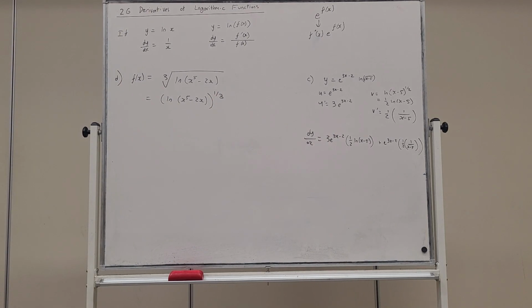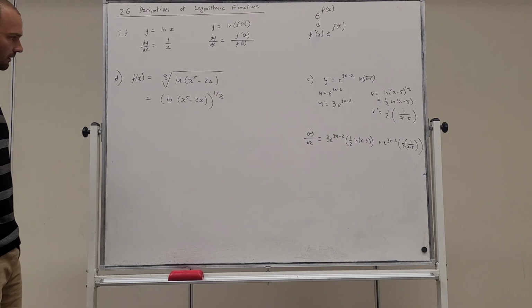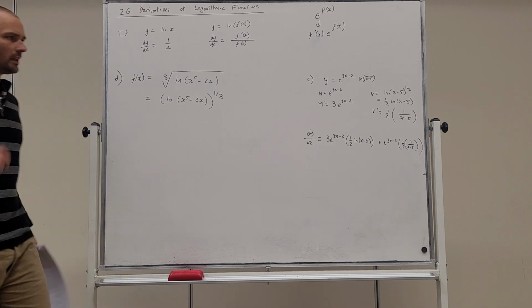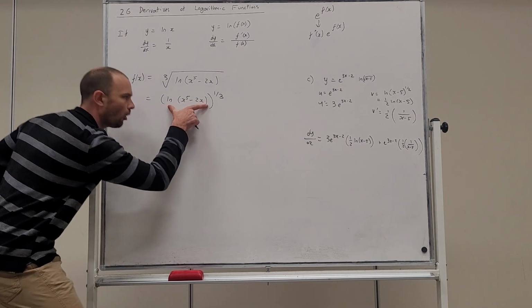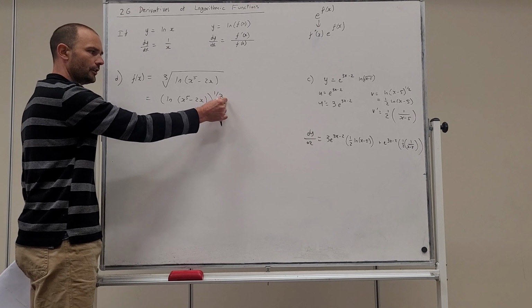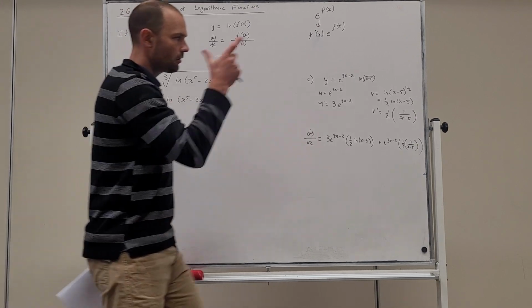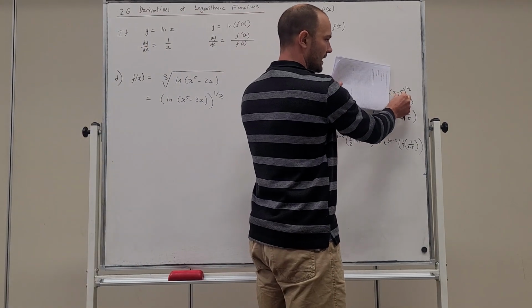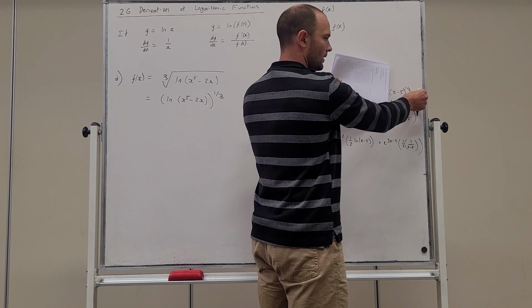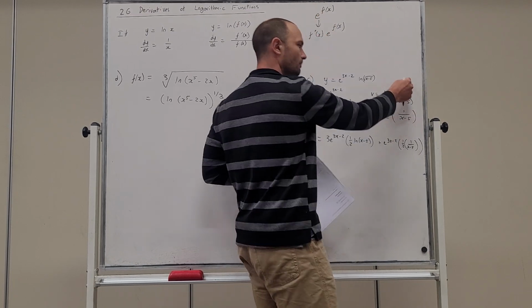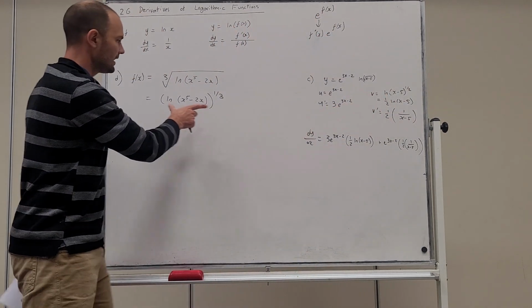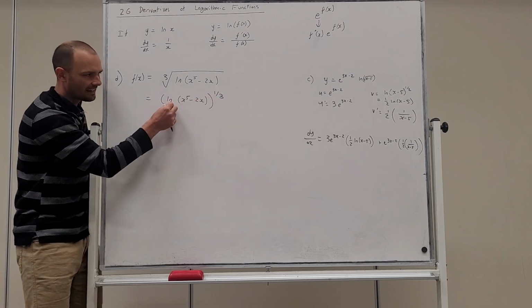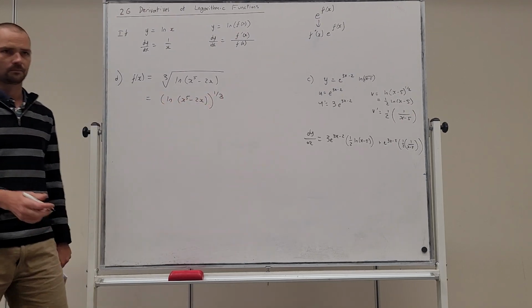Now, you have to be careful here, because here we have the whole function to the power of a third, right? Over here, we only had the x^5 take 2x to the power of a half. So there is where we can pull that power out the front. Here we can't do it because the ln is part of the power as well.